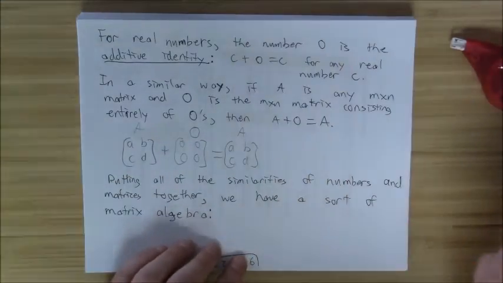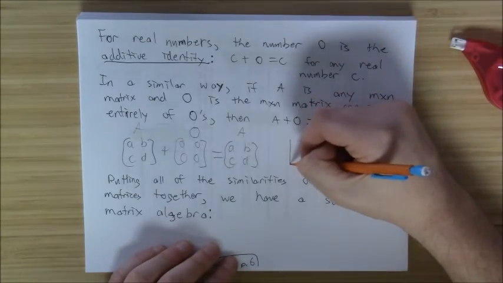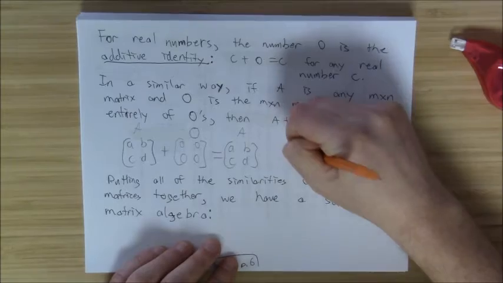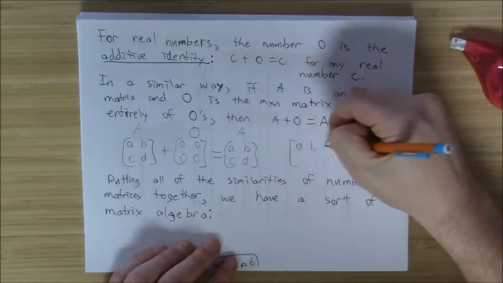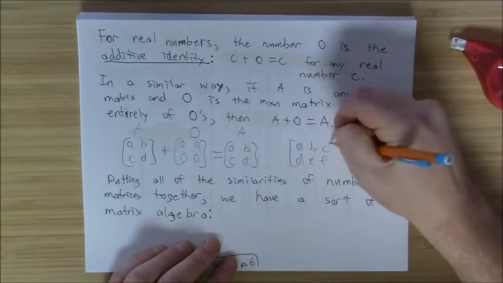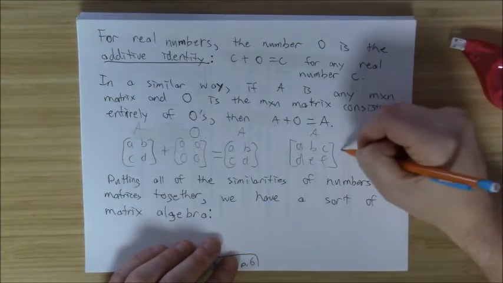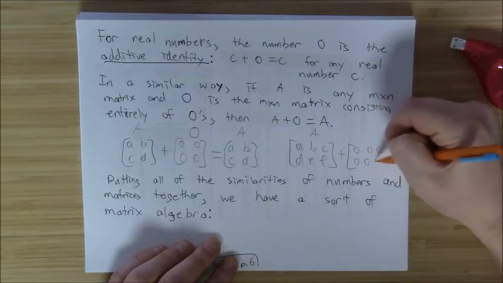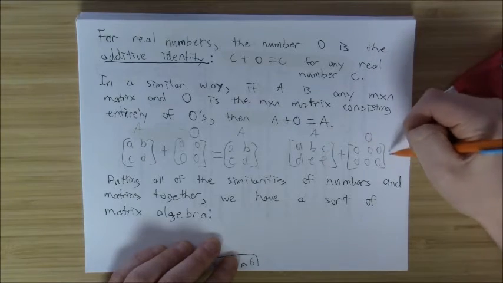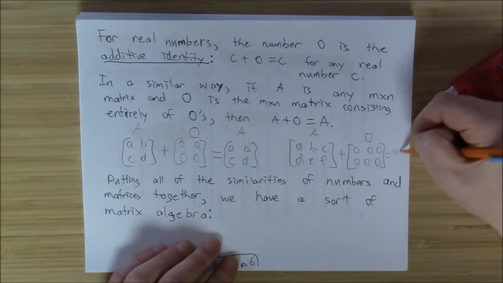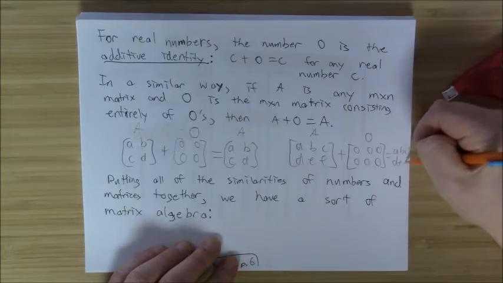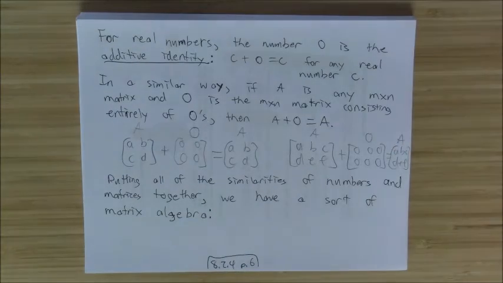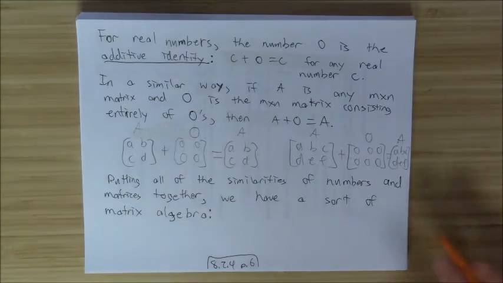If we were to do a bigger matrix, we could do this with a 2 by 3. We could really do this with a matrix of any size. So if I had A, B, C, D, E, F, for instance, as my matrix A, plus the corresponding 0 matrix of the same size, this would still be A, B, C, D, E, F. And so we still get A back, right? And again, that's not very surprising.